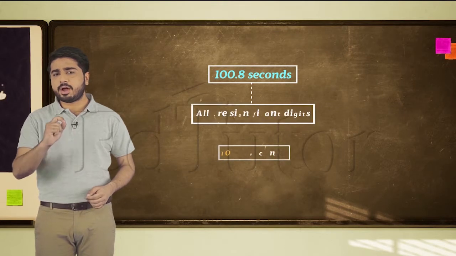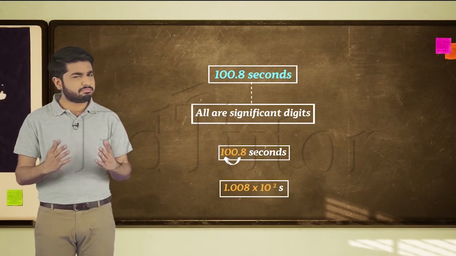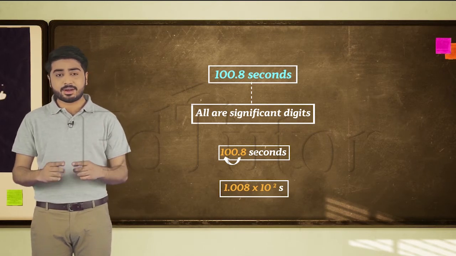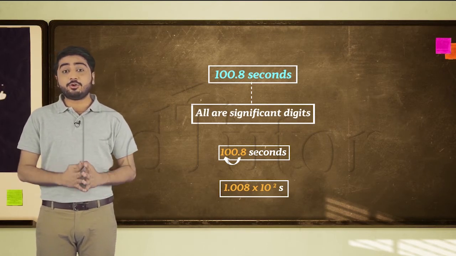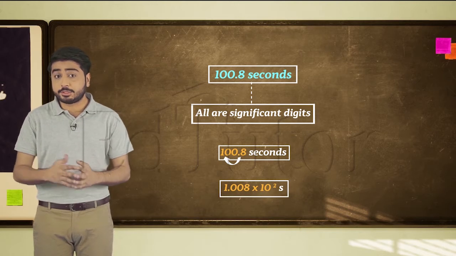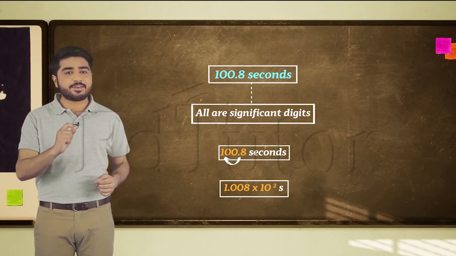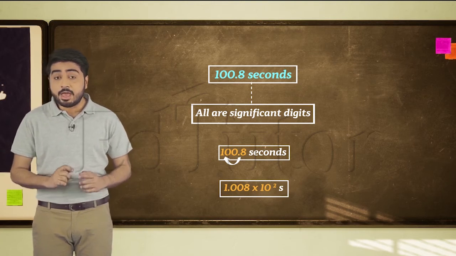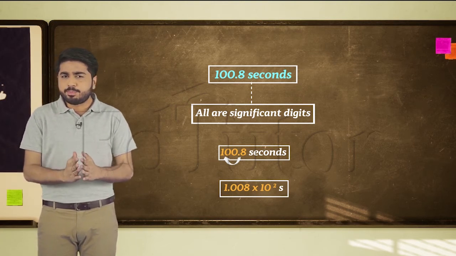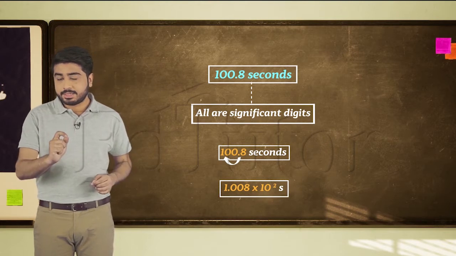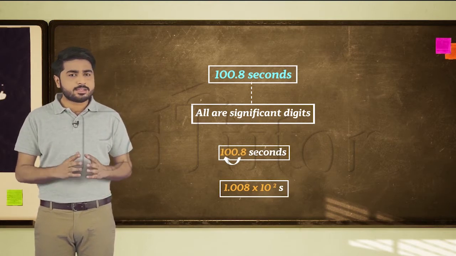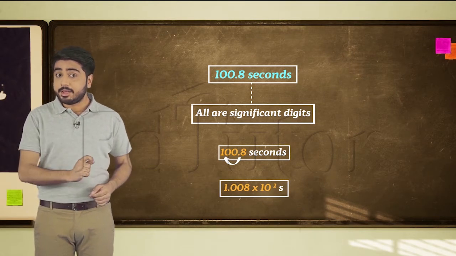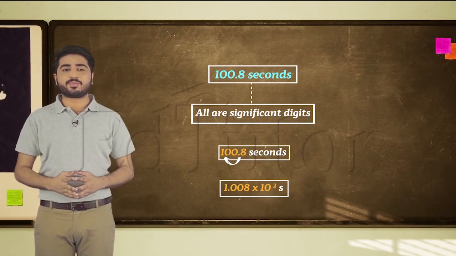We start with the number 100.8 seconds. Any guesses? Well, all 4 digits in this number are significant. The zeros between the two significant figures 1 and 8 are significant as well. To write the quantity in scientific notation, we move the decimal point 2 places to the left. Thus, 100.8 seconds is equal to 1.008 multiplied by 10 raised to the power of 2.